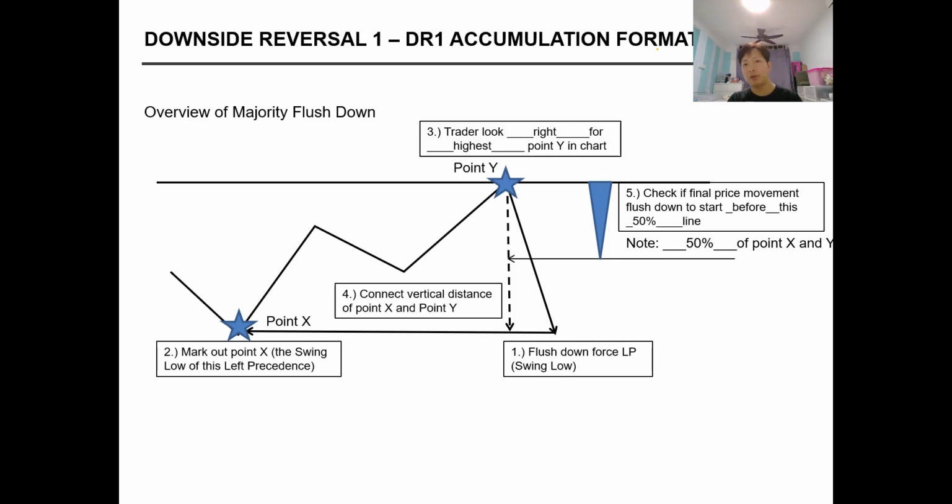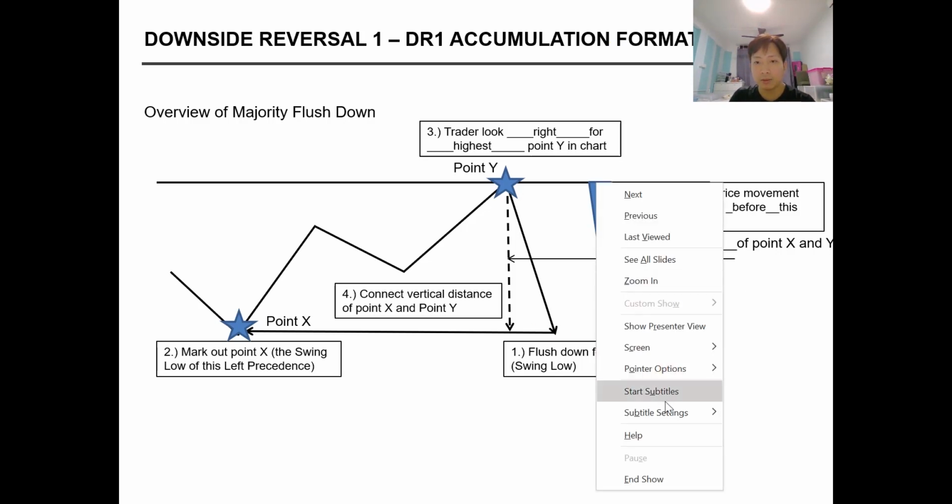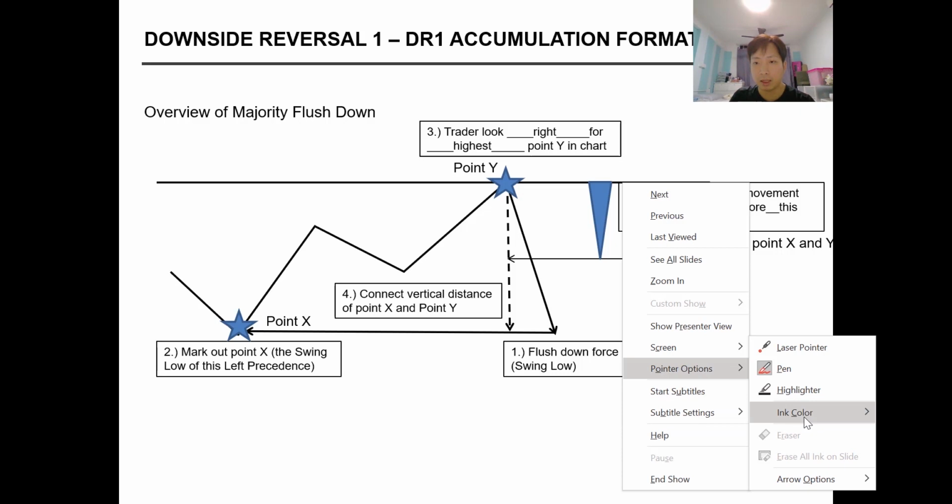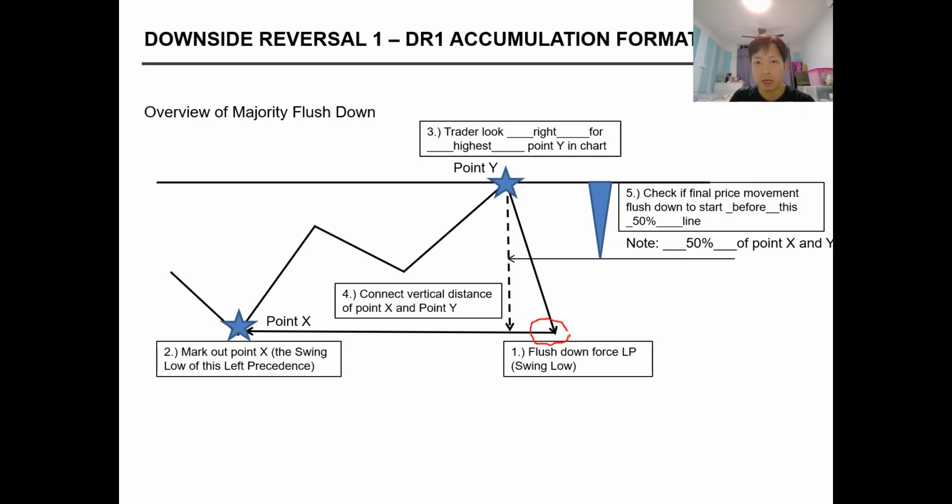Alright, so checking for majority flush is the same, but now it's like a mirror image. So again, let's say there's a false bottom over here in the chart. Okay, let me just go in, use the red color. There's a false bottom over here in the chart. Okay, trader will mark out the LP level, the LP on the left that's being forced, as point X. Okay, so how do I know all these points whether it's the LP level? Take note that when you open a chart, the first thing you do is to draw all the key LP levels. Remember, join all the key LP levels, and when prices start to flush down and force this level, this is when you start to be aware that, oh, the market is possibly doing a DR or UR formation.